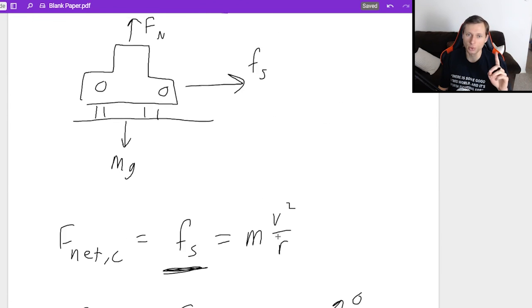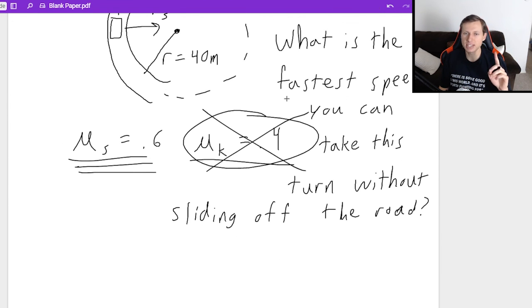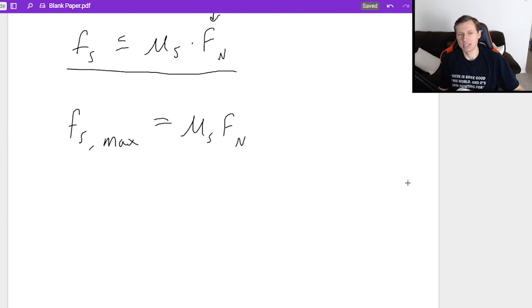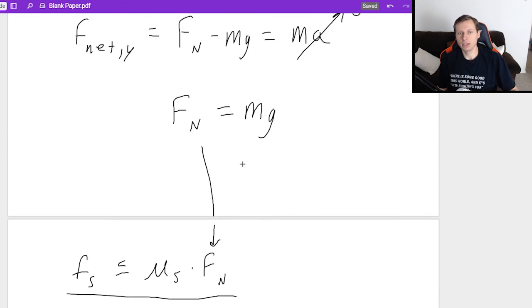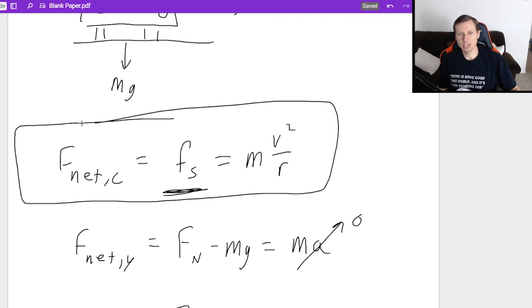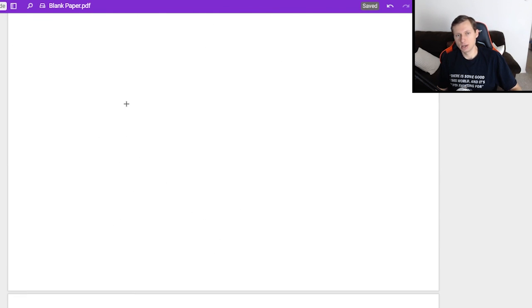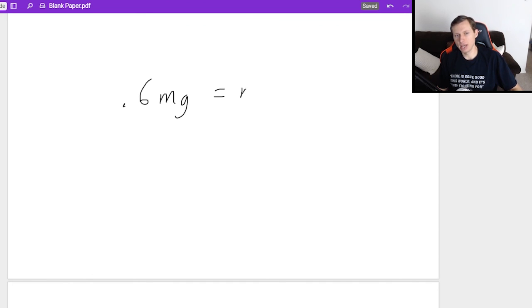But if I look at the wording in my question, what is the fastest speed you can take this turn? If I want the fastest speed, I'm going to need the max static friction. So I am going to use this equation. I love making you think and double and triple crossing you. But yeah, we get to use static friction. So static friction force equals mu s, which I said was 0.6, times the normal force, which I said is mg. I'll just leave it like this for right now. But now I can plug that in for Fs back in our F net C equation right here. So what I'm saying is 0.6 mg equals mv squared over r, which was 40.